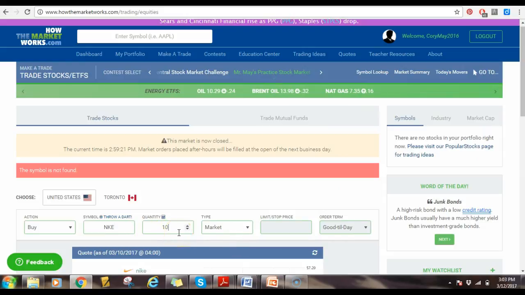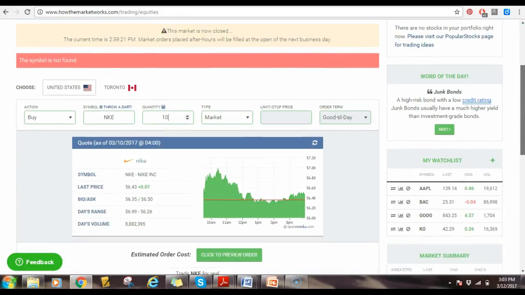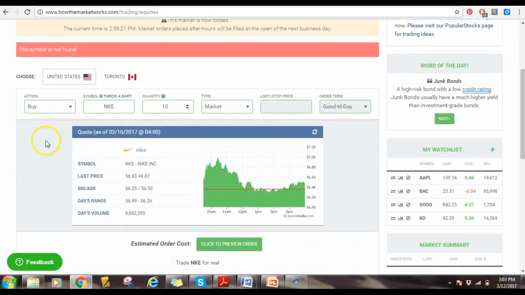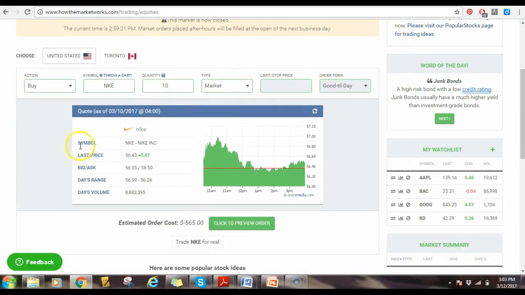I want to buy 10 stocks. You put how many you want to buy. I'll scroll down, and then it will come up with this whenever you have a symbol in here, and it'll tell you basically what's going on. If the market's open, you'll see this information actually move. Since it's closed right now, you're not seeing that, and it's as of Friday at 4 p.m. In the last trading day, the price went up by 7 cents.